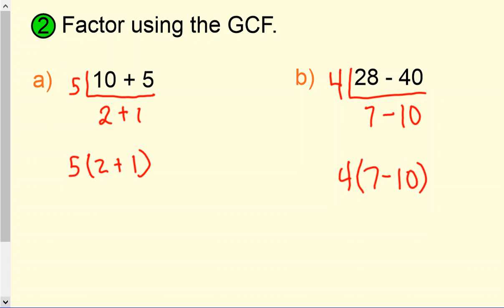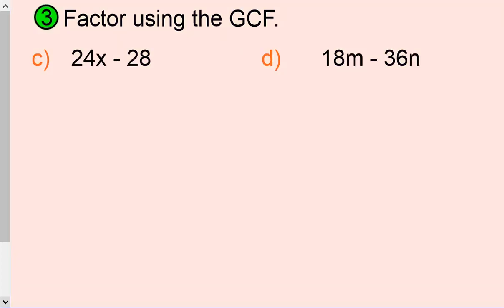Alright, so these were a couple expressions without a variable. We had a couple more examples for you to try on your own, and then come back and see how you did. So go ahead and pause here, try C and D. We're factoring out the greatest common factor.